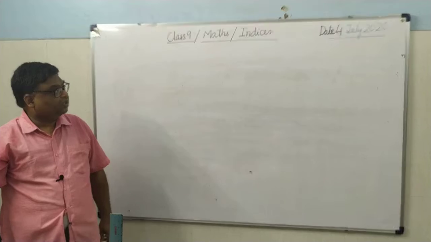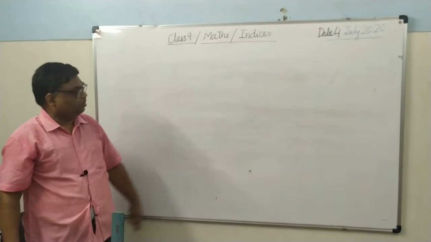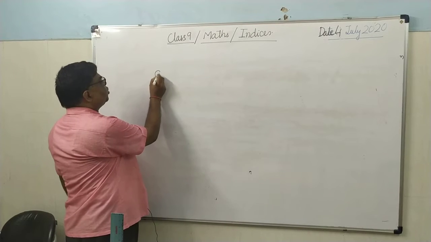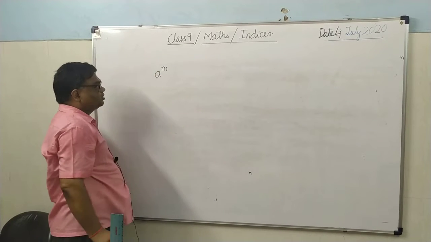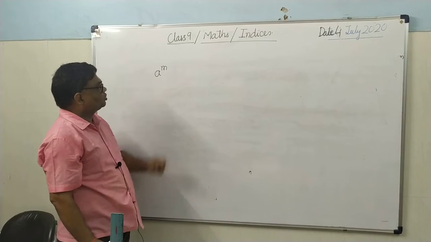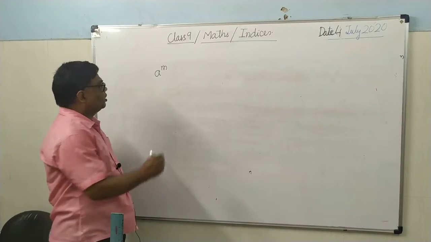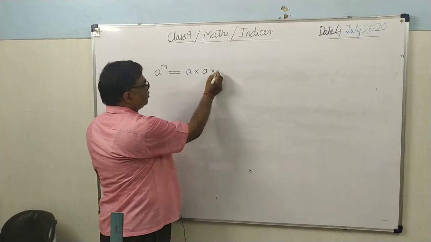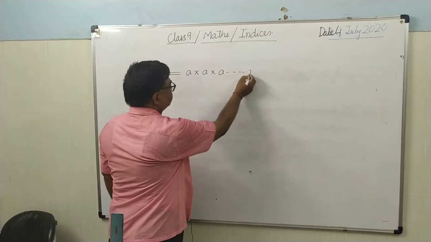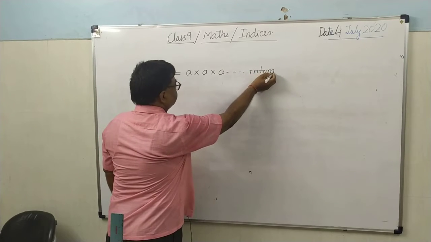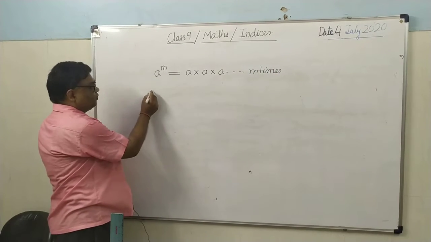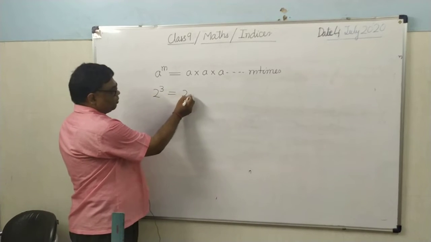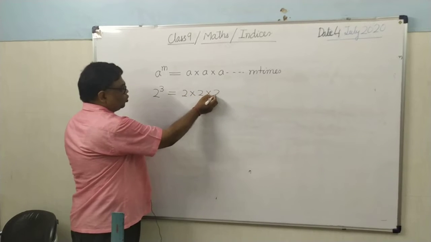Exponential form means the power form of any mathematical expression. For example, if it is written a to the power m, how will you pronounce it? a to the power m. It means a will be multiplied how many times? m times. Suppose it is 2 to the power 3, then 2 will be multiplied 3 times: 2 into 2 into 2.